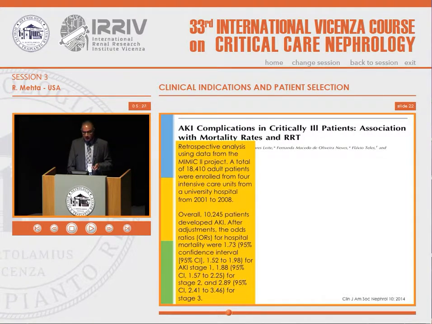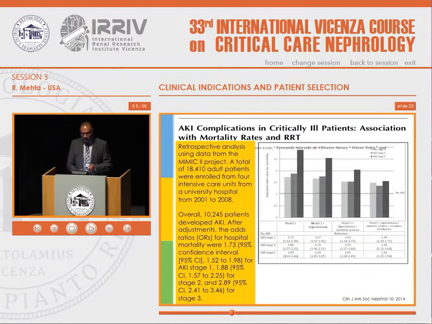So this group looked at the MIMIC database and analyzed it, and as you can see here, they had about 10,000 patients who developed AKI using the AKI criteria, and the stages are shown there on the left side. And they asked the question: of the people who require dialysis, if you took the patients with AKI and assessed the risk for mortality for each stage, and I'll just walk you through this.